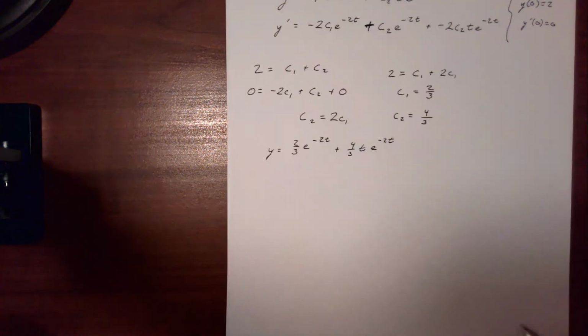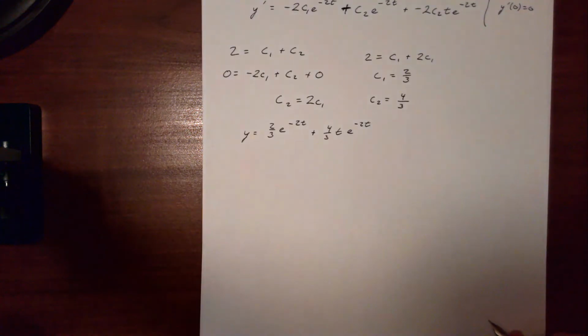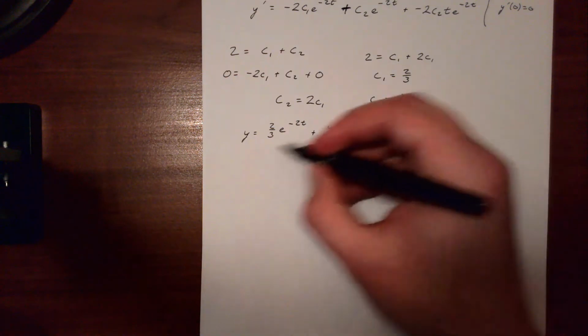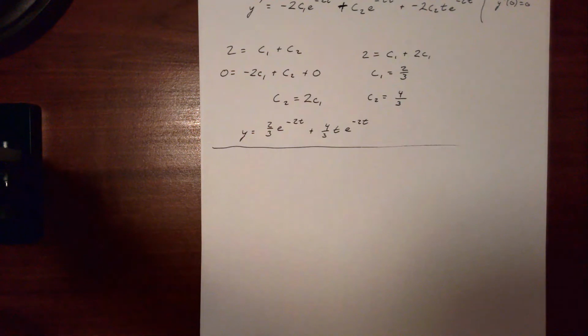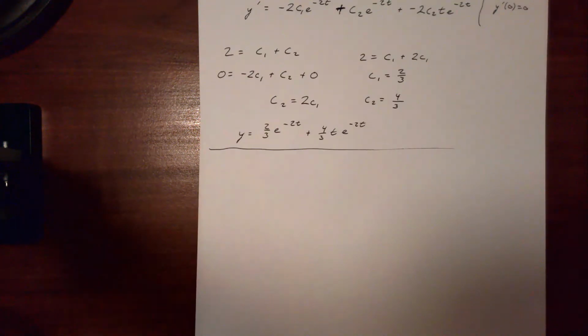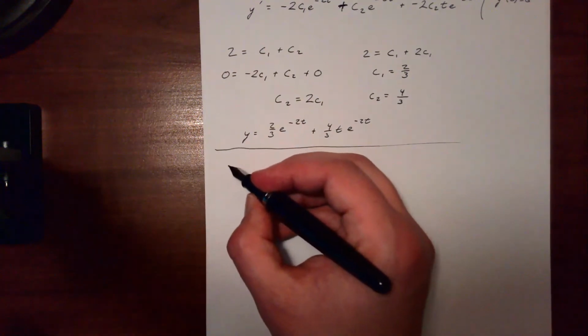So this was a case of repeated solutions to our characteristic equation, which leads to a term of the form t e to the negative 2t. That's the main takeaway here. Now, what happens when the equations that we're solving do not come out quite as nicely as these ones? So let's take another example here.